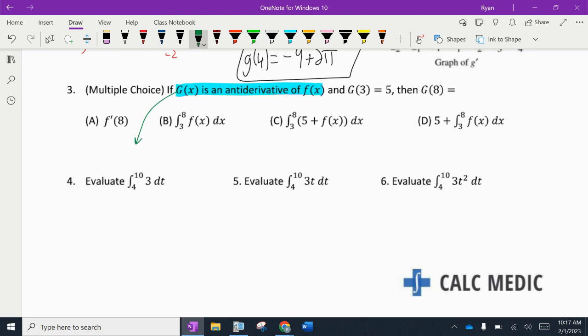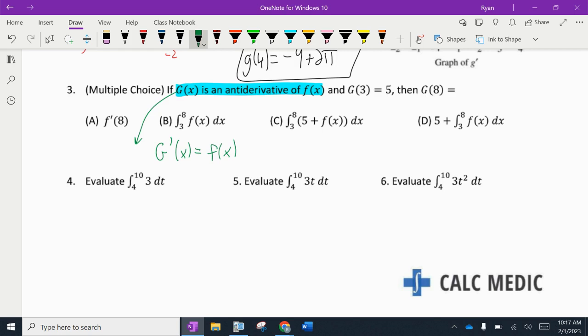When it says G is the antiderivative of F, that means if I had G and I took its derivative, that should get us to F. That's what that blue part means. If I integrated F, it would take me up to G. If I took the derivative of G, it'd take me back to F.